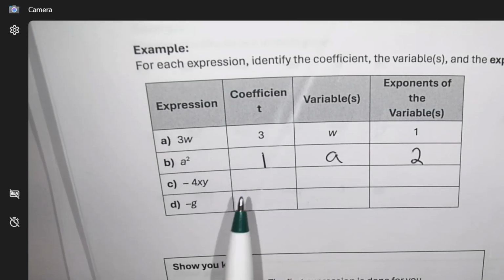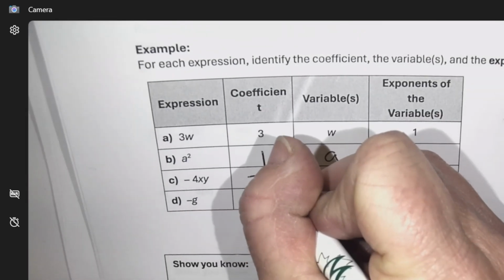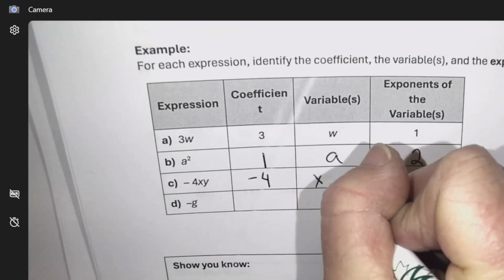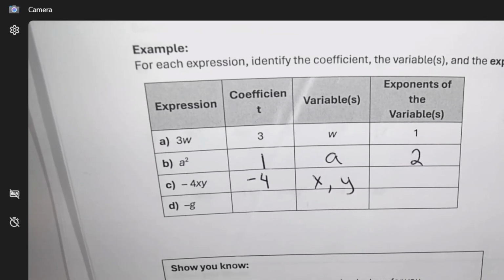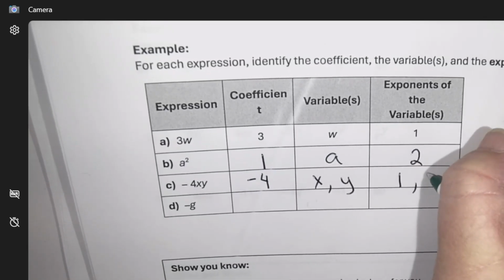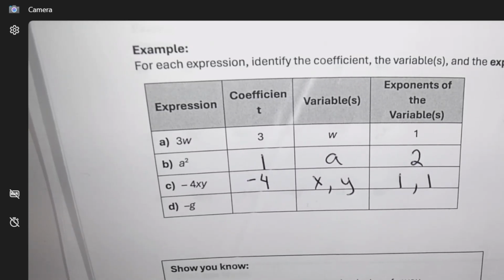Right. Coefficient. So that's -4. What are the variables? X and y. What's the exponent on x? 1. What's the exponent on y? 1. So, is it 2? No. I'm just going to leave it like that, 1, 1. I'm not sure in your work if they would put that together or what.